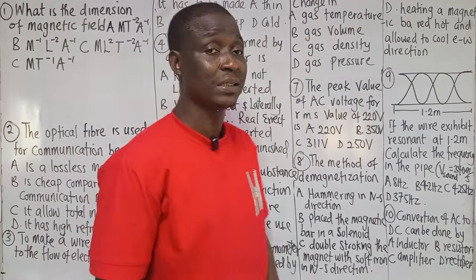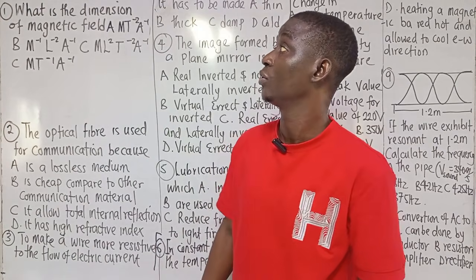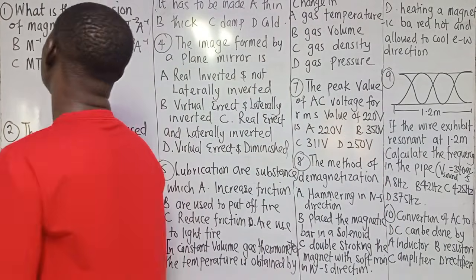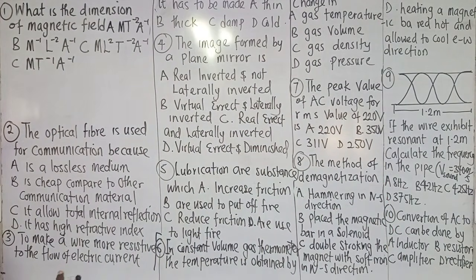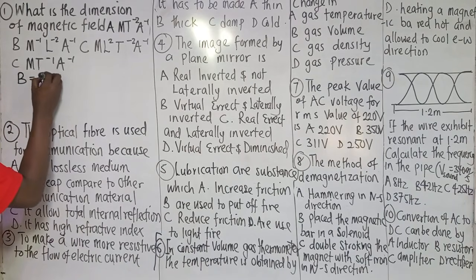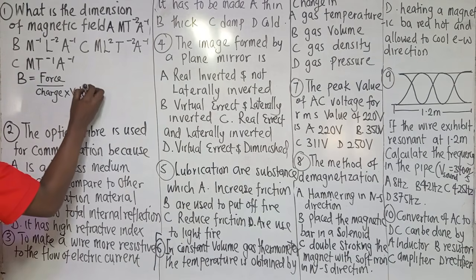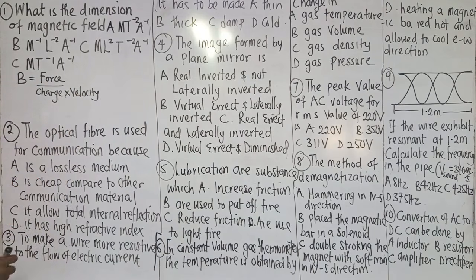I want to quickly look at another section of the question here. The question says, what is the dimension of magnetic field? What is the dimension of magnetic field? Now, magnetic field is equal to what? Force over charge times what? Times velocity. Sorry for that.